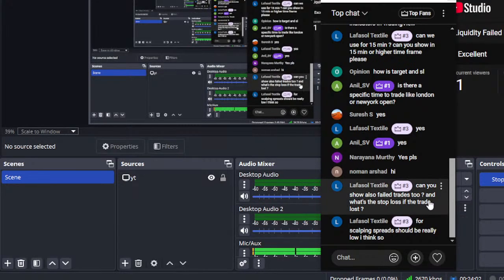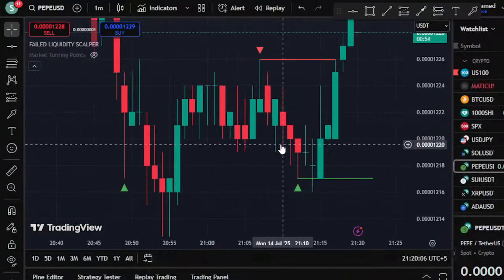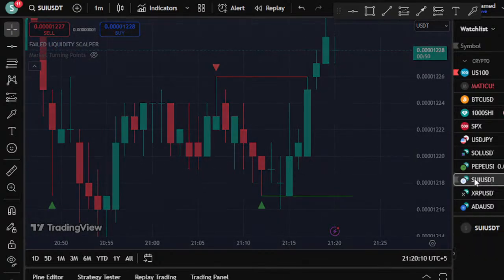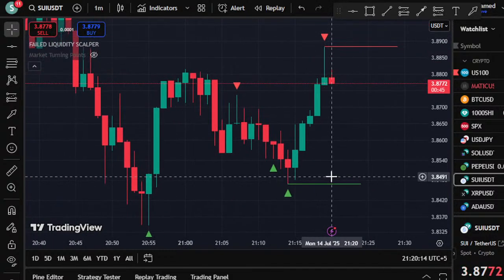Show also failed trades too. What's the stop? I have shown the failed trades already. I told you, if there is any setup that is breaking with a big size candle, just avoid that one.